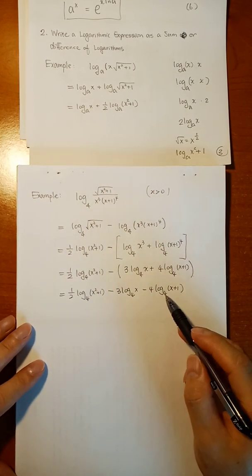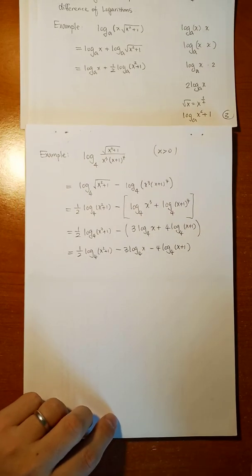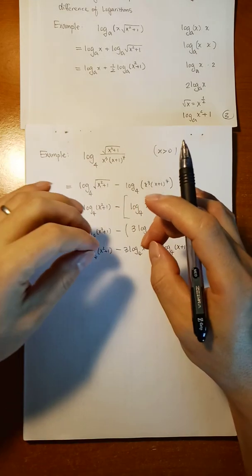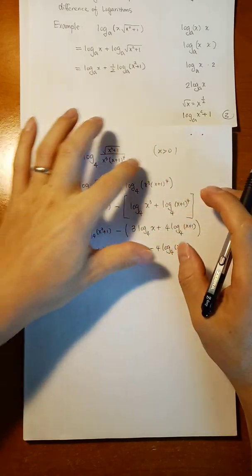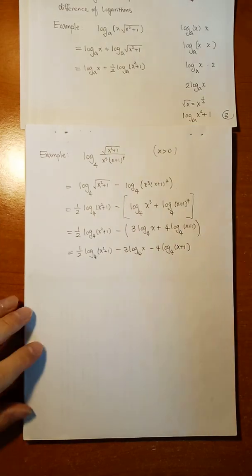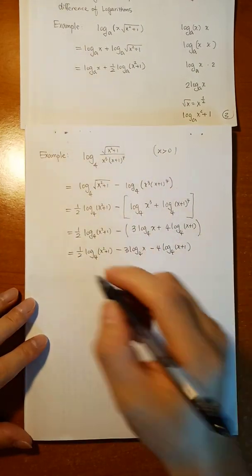So this is the final expression. And once again, for log base 4 of x plus 1, there's no way to simplify it. Okay? And we can separate or break a complex expression into small building blocks. We can also write a logarithmic expression as a single logarithm.